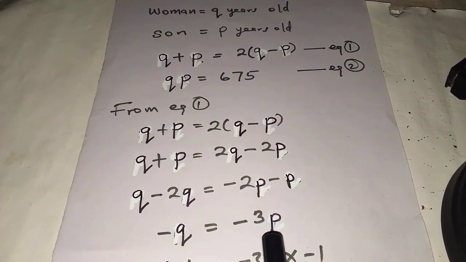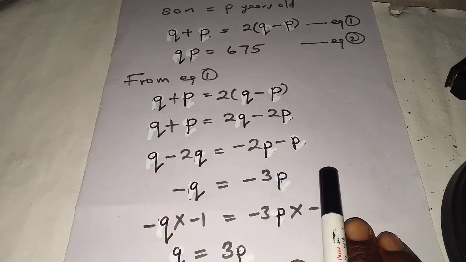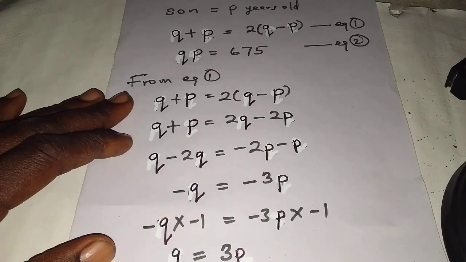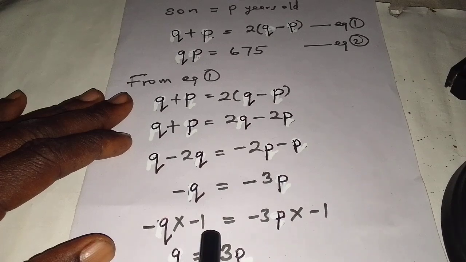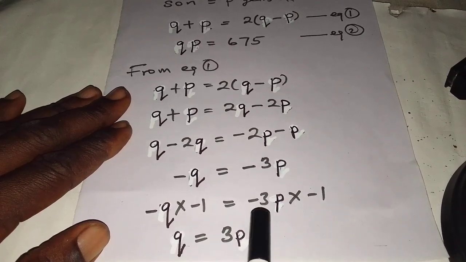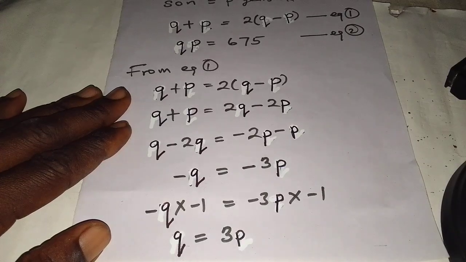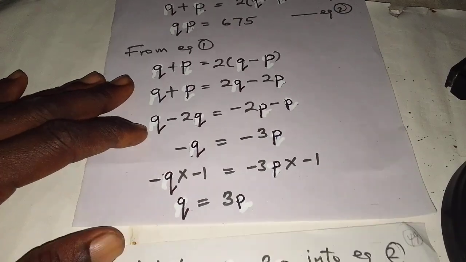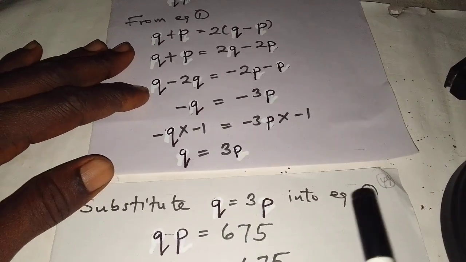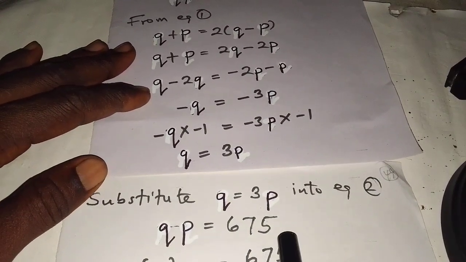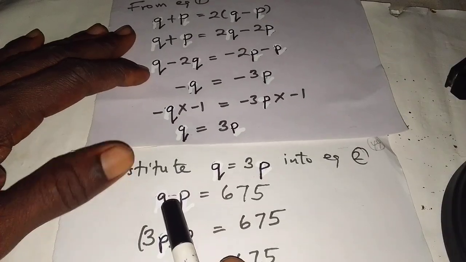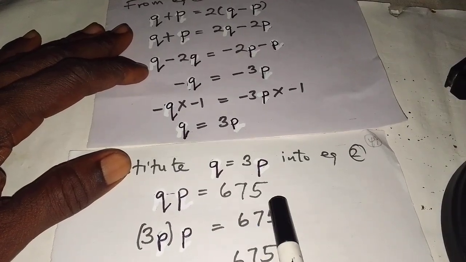So to make it easier, I'm looking for Q, not minus Q. I'll multiply both sides by minus 1. Minus Q times minus 1 is equal to minus 3P times minus 1. Minus times minus will give me plus Q equals minus 3P times minus 1, which will give me plus 3P. So now we are going to substitute Q is equal to 3P into equation 2. So this is equation 2: QP equals 675.